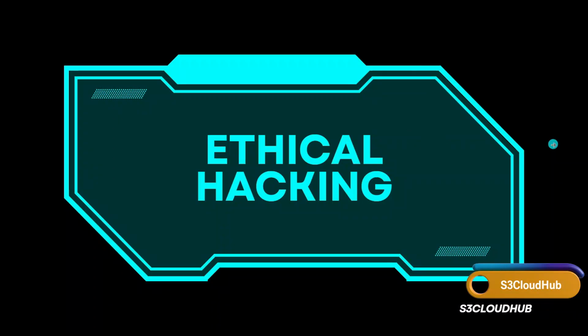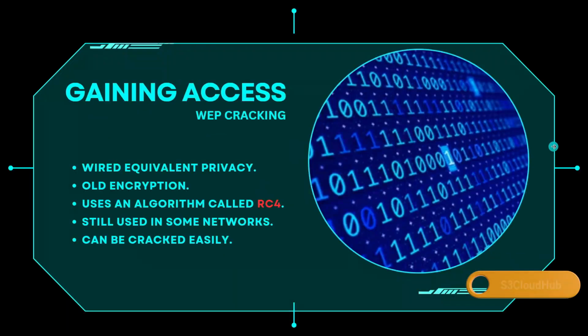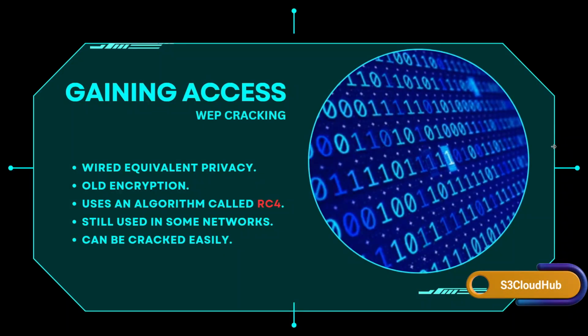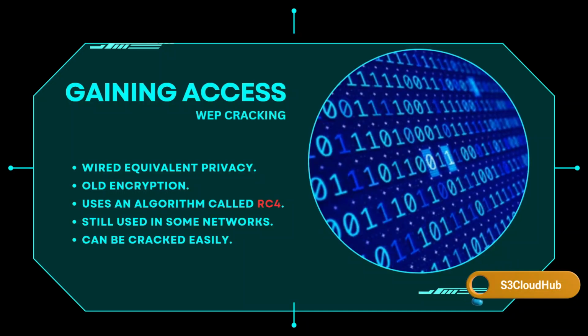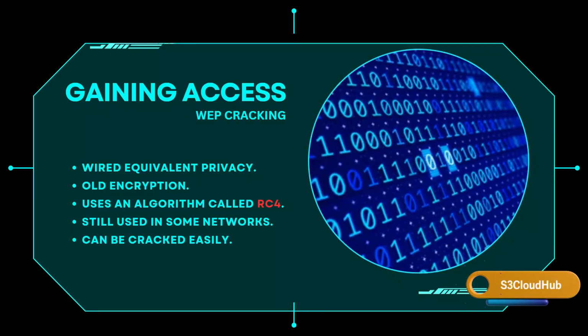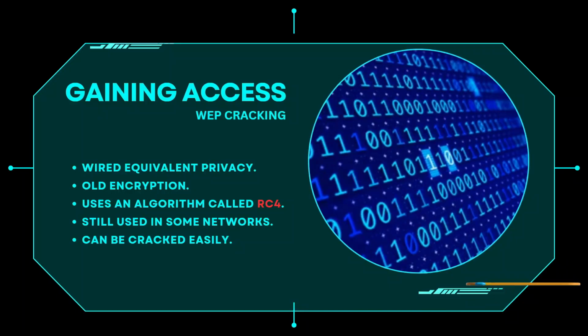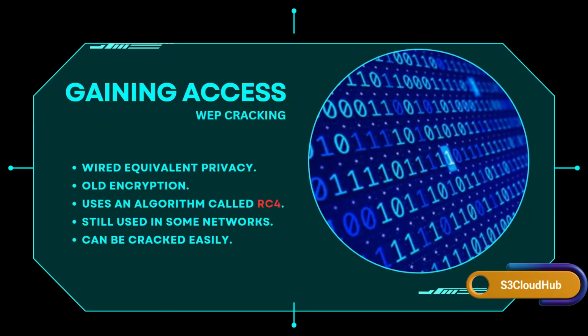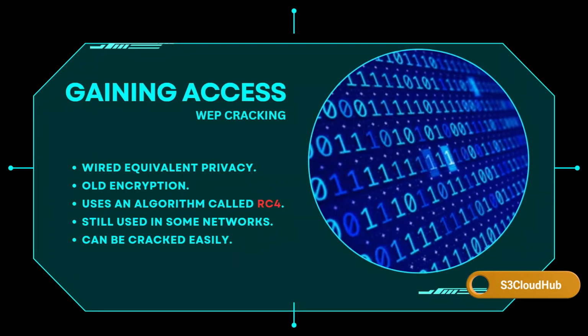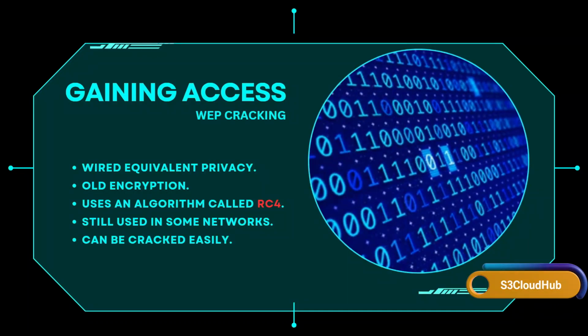Hello everyone, welcome back to the ethical hacking course. Today we are diving into the basics of cracking WEP encryption, also known as Wired Equivalent Privacy. Now, WEP is an old encryption method and frankly, not very secure anymore. But it's still important to learn because it is a great starting point for understanding wireless security. And you might still encounter networks that use it.